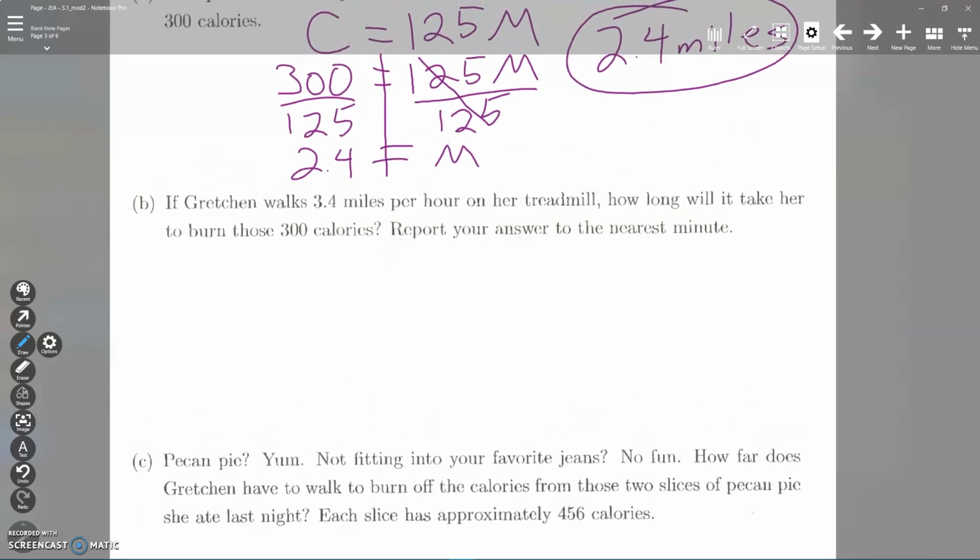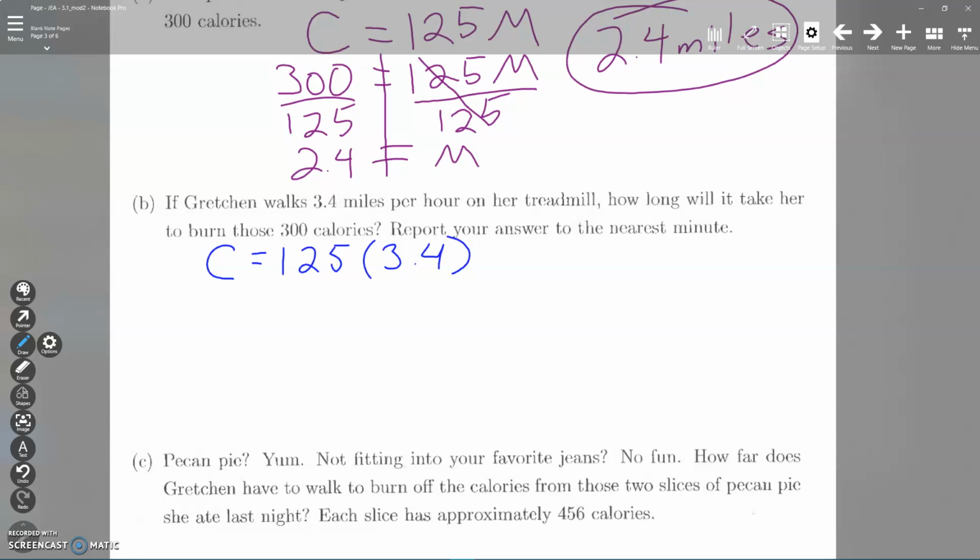Let's just say in 1 hour, let's go back and figure out the other way. I'll use a different color here. Let's go with blue. C equals 125 times the number of miles. And this time we're going to figure that out. We know the number of miles, 3.4. And let's figure out, okay, how many calories would that be?